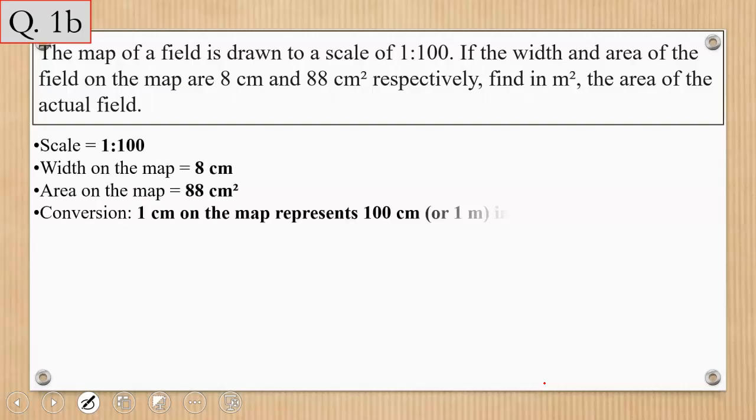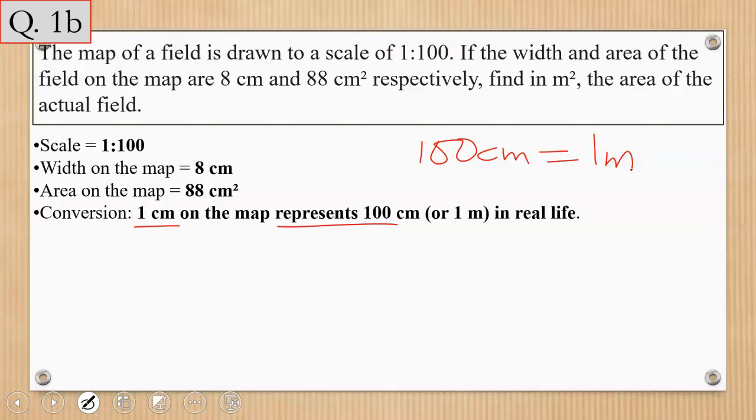Right, so what we have in the question, we have the scale giving us 1 to 100. We have the width on the map as 8 centimeters. The area of the map is 88 centimeters squared. Now we are saying that for the conversion, for every 1 centimeter on the map, it represents 100 centimeters, or 1 meter, in real life. And note also that anytime you have 100 centimeters, it is equivalent to 1 meter.